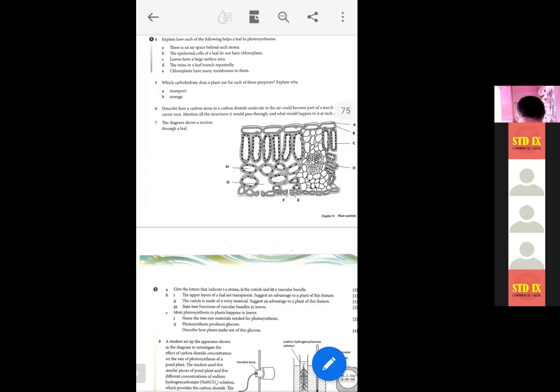These are the different stages and steps. This is how you will have to write what happens to the atmospheric carbon dioxide when it is finally converted to starch. In between, what are the stages that the carbon atom goes through? Okay. Clear now? Okay, ma'am.